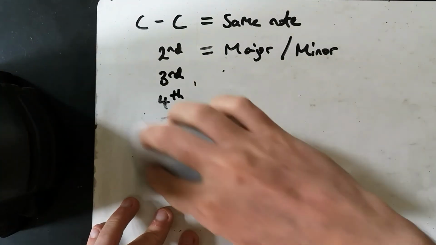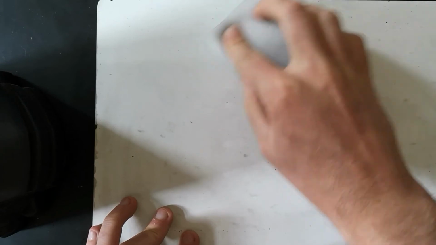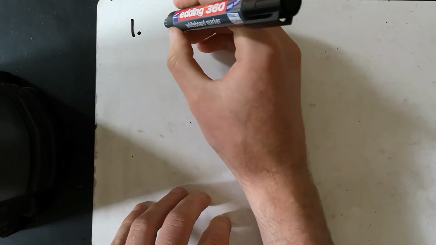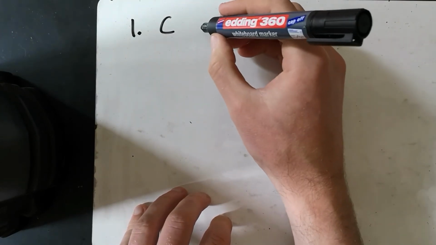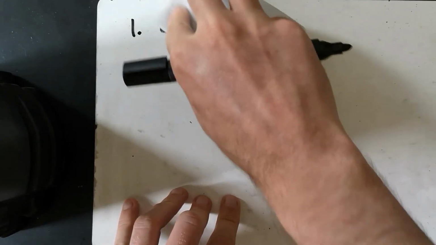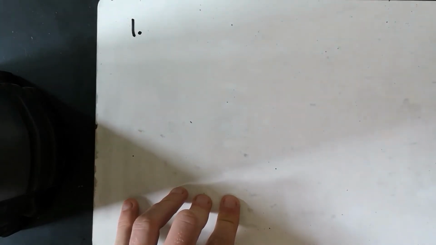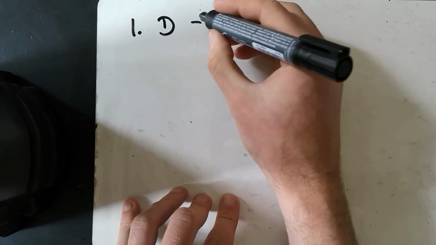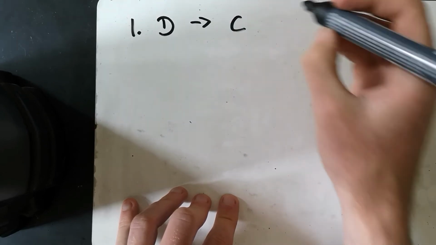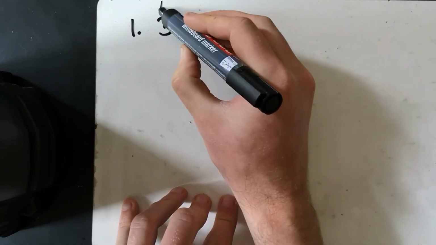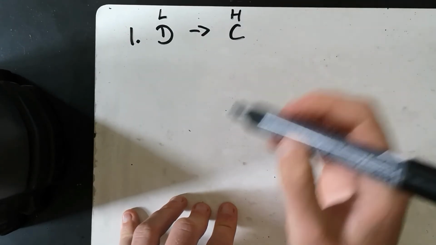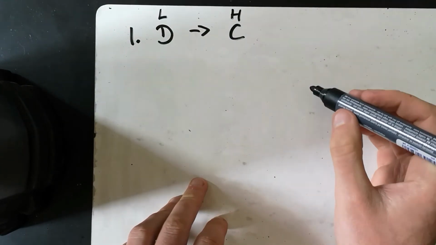and I'm going to give you several examples. Example 1. What is the distance between C? Let's not do C, we've just done all these examples in C. Let's do something different. D to C. So D is the lower note, C is going to be the higher note, so you're going to draw D lower down on the stave than you are C.